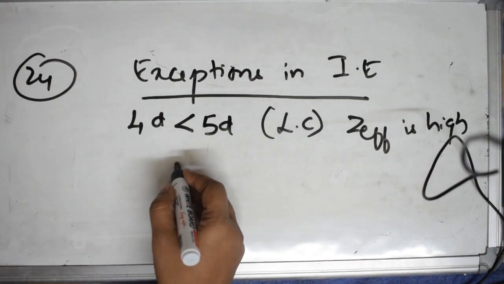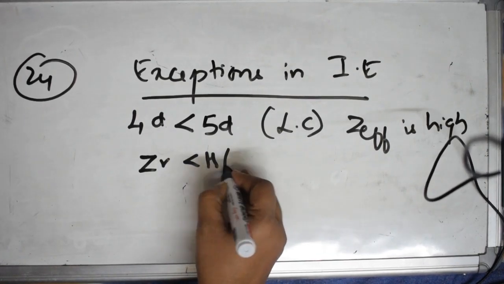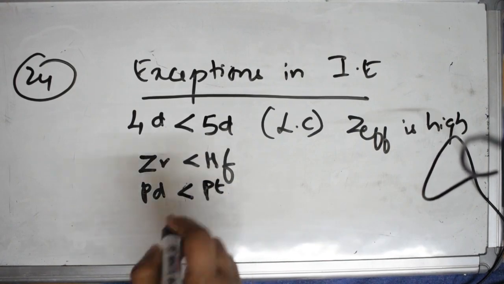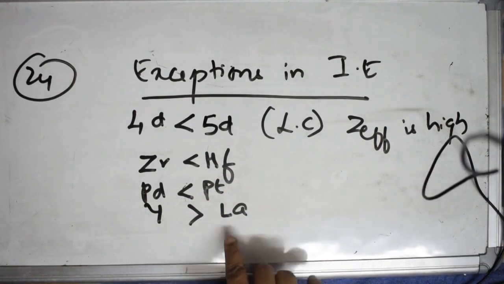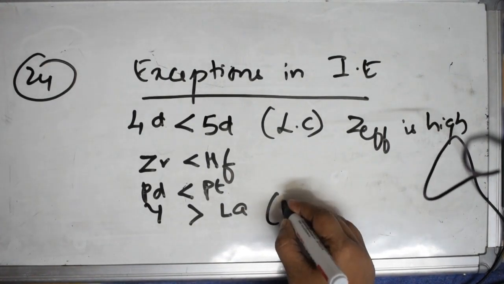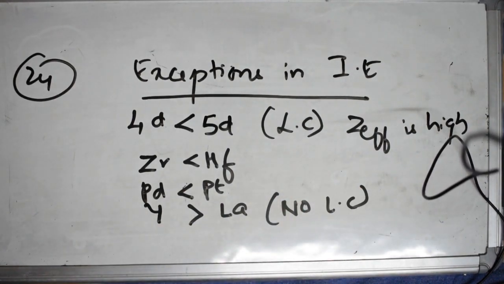Now certain exceptions if you take like this: zirconium is less than hafnium, palladium ionization energy is less than platinum, yttrium is greater than lanthanum, right? Why is yttrium greater? Because there is no lanthanide contraction here. Remember that. So this is in terms of your exceptions in ionization enthalpy.